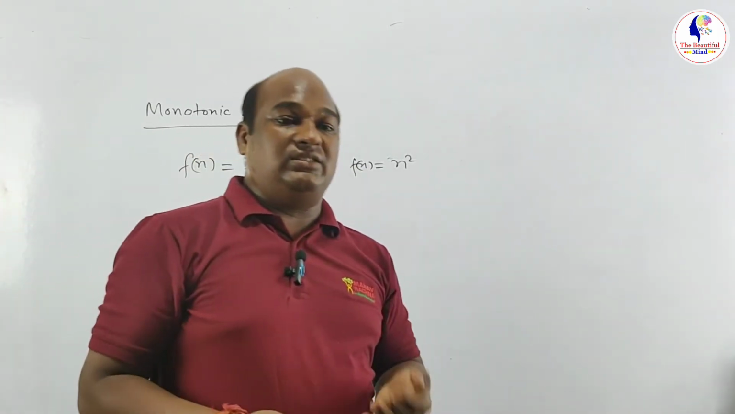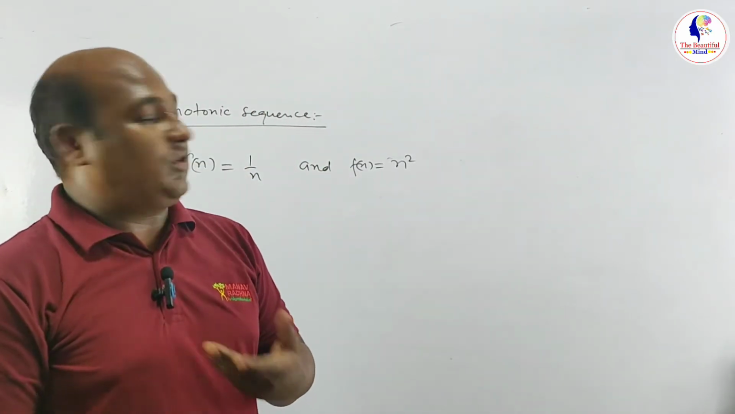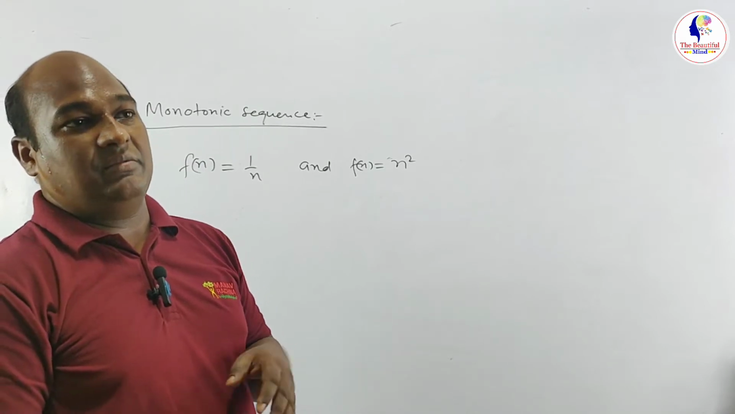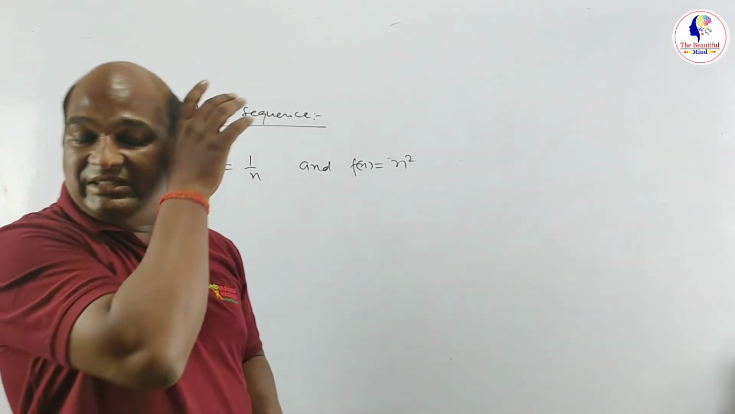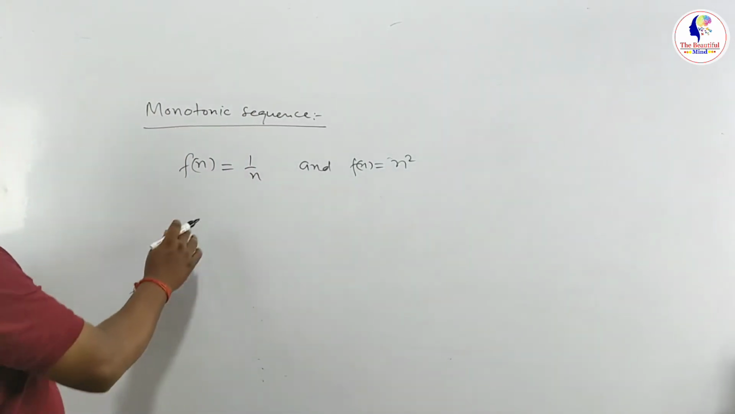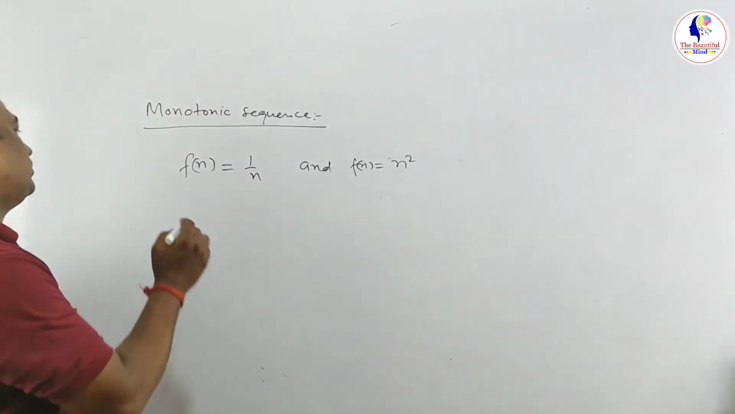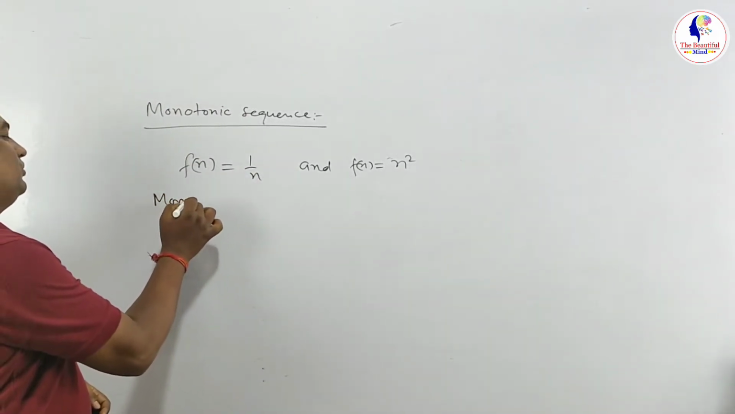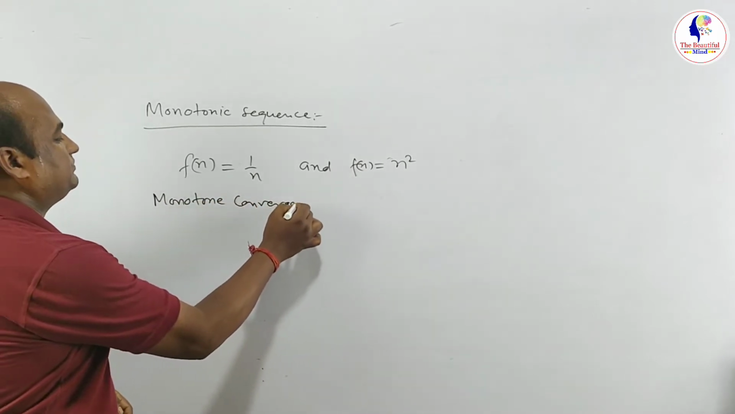Then what are the conditions which a sequence must obey for its convergence? That is, if the sequence is to converge, what conditions does it have to follow? For that we have a very important theorem, known as the monotone convergence theorem.